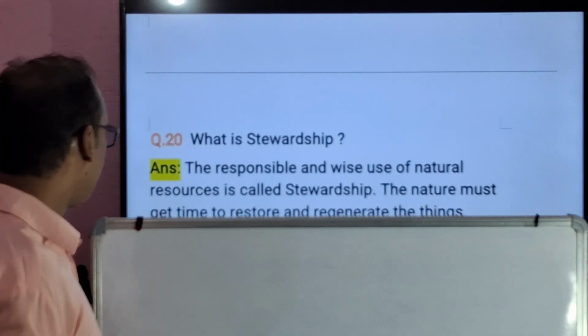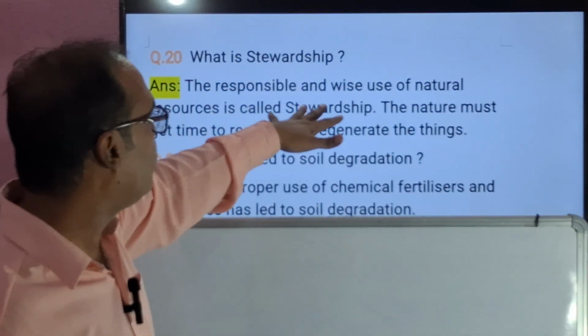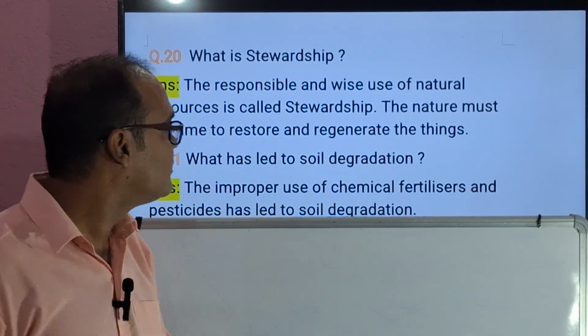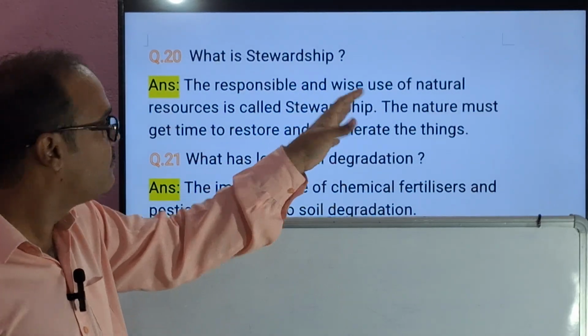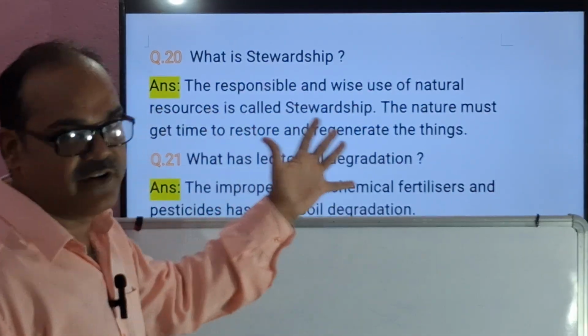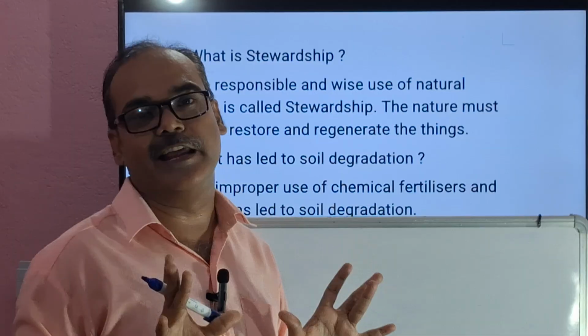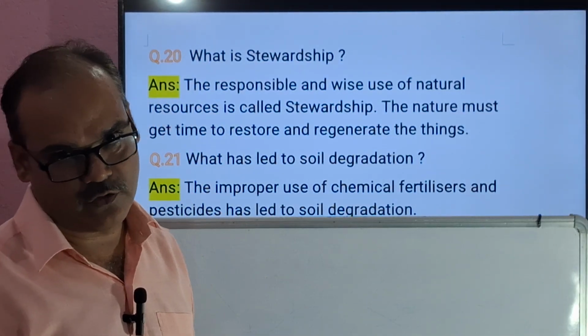Next question. What is stewardship? The responsible and wise use of natural resources is called stewardship. The nature must get time to restore and regenerate the things. It means we should not disturb the nature's cycle. Okay?